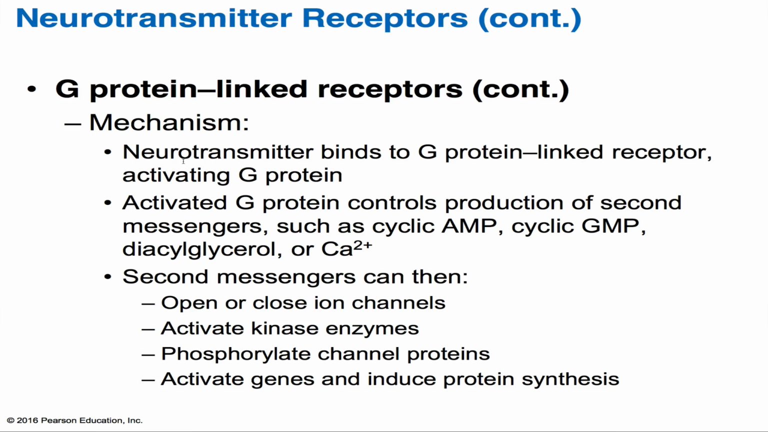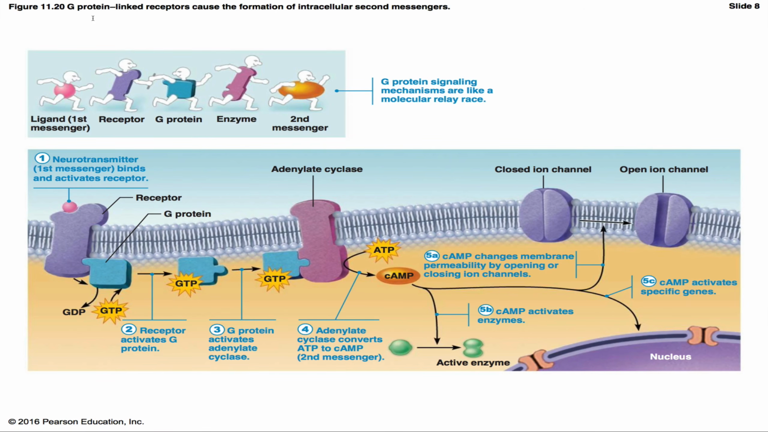When a neurotransmitter binds to a G protein-linked receptor, the G protein is activated. Activated G proteins typically work by controlling the production of second messengers such as cyclic AMP, cyclic GMP, diacylglycerol, or calcium ions. These second messengers in turn act as go-betweens to open or close ion channels or activate kinase enzymes that initiate a cascade of enzymatic reactions in the target cells. Some second messengers activate or inactivate other proteins, including channel proteins, by attaching phosphate groups to them. Other second messengers interact with the nuclear proteins that activate genes and induce synthesis of new proteins in the target cell.